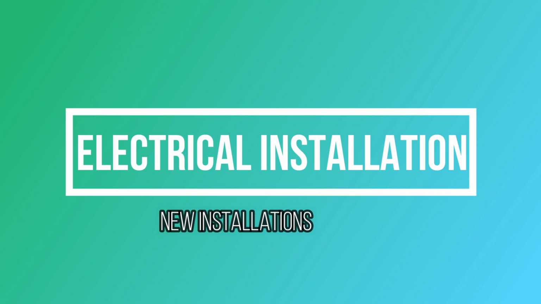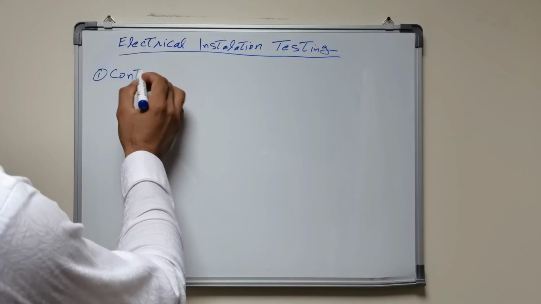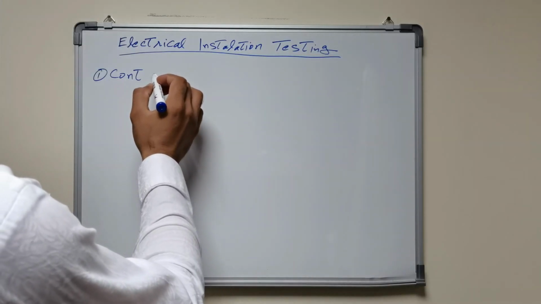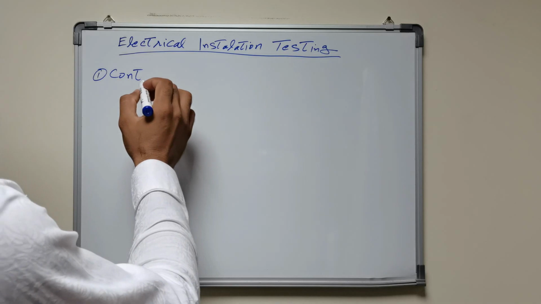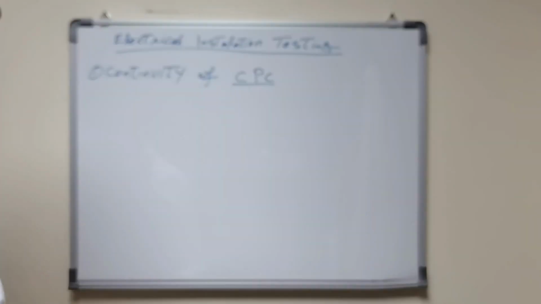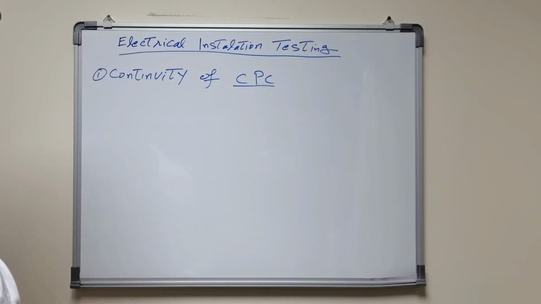Number 1 is continuity of earthing conductor or CPC. CPC stands for circuit protective conductor. This test is performed to ensure that our earthing conductor is available on all points of our installations.